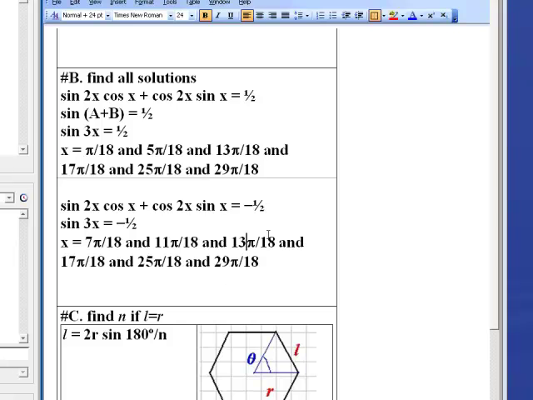3, and then this one here will be 12 plus the 7, which is 19. This one here is 12 plus the 11, which is 23. And this one here is 24 plus 7, which is 31. And this one here is 24 plus 11, which is 35. And again, you can check these solutions.